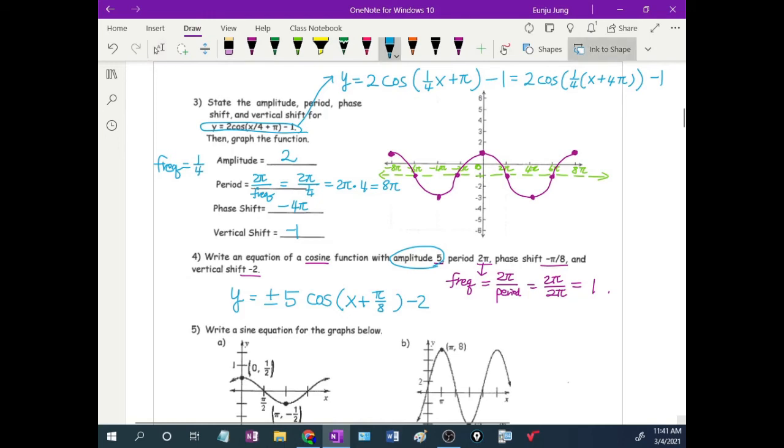So be careful with the sign in the middle, okay? This one was negative, now I see plus. And amplitude is 5, and we have plus or minus signs.